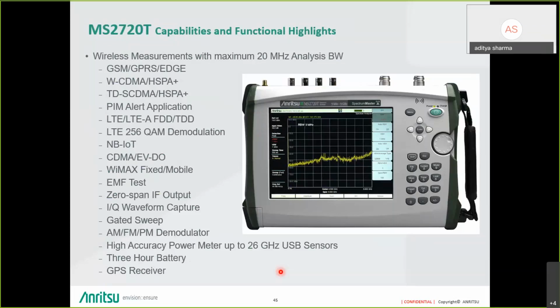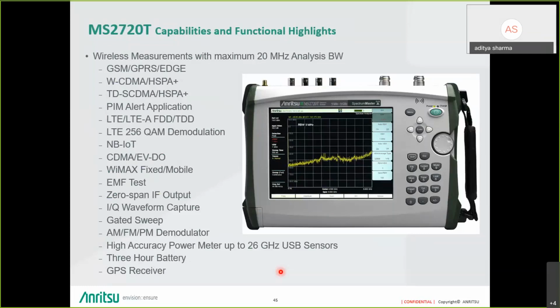It can capture IQ data, IQ waveform. It also has a gated sweep, and FM, PM, AM demodulation options are available. Along with that, a user can connect a high accuracy USB-based power sensor with the instrument, and he can use the display of the instrument to measure.